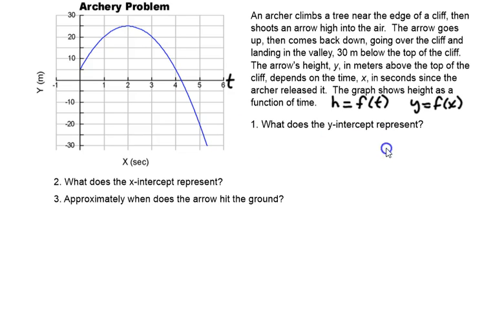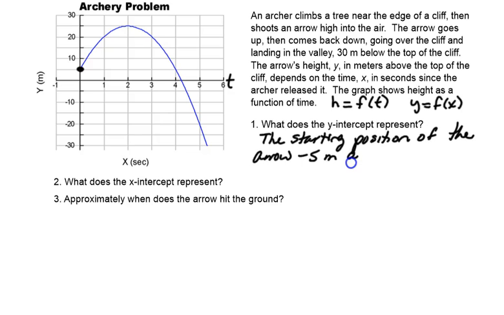Okay, so first of all, what does the y-intercept represent? Well, the y-axis represents the height above the top of the cliff. And we said in the context here that the archer climbs a tree and then shoots an arrow high in the air. So this represents the height at which the arrow is when it's first shot. So it's actually 5 meters above the height of the cliff. So this is the starting position of the arrow. Five meters above the height of the cliff.